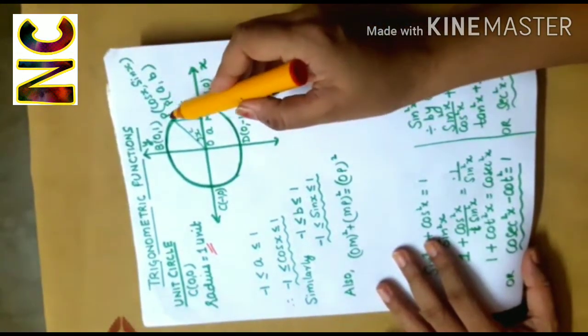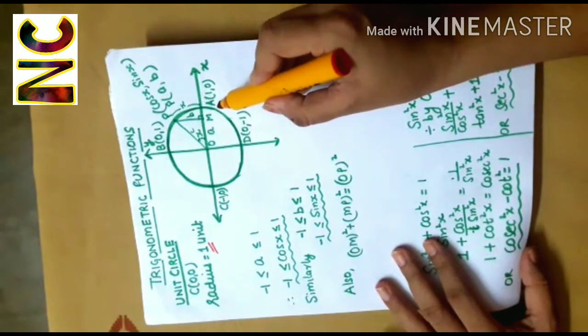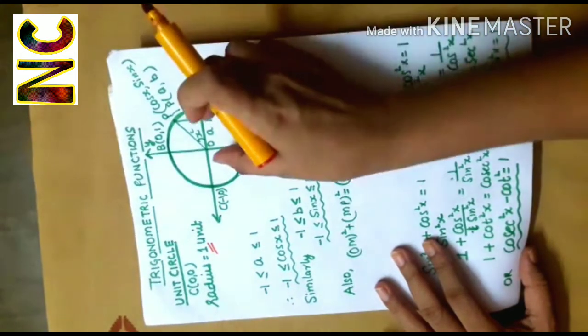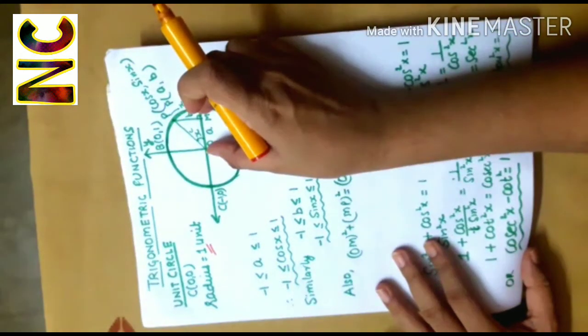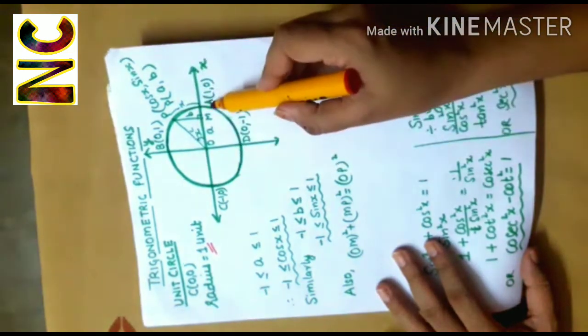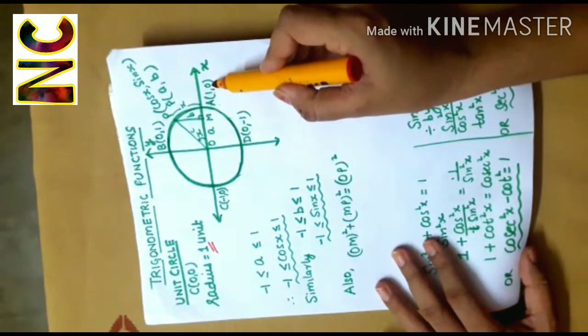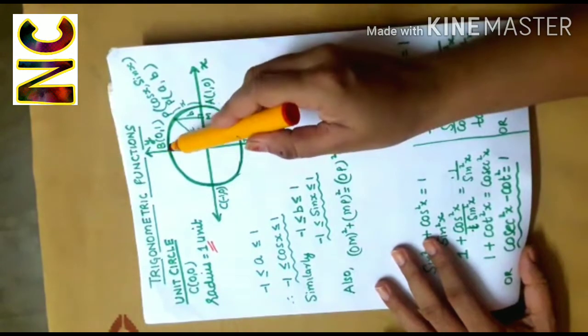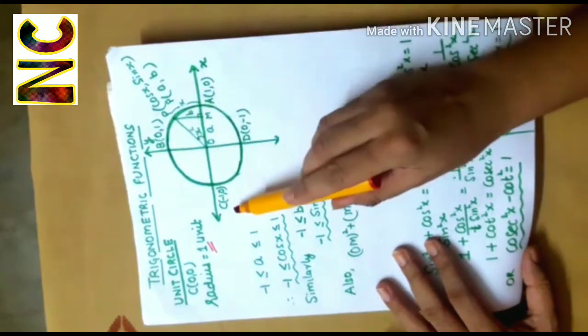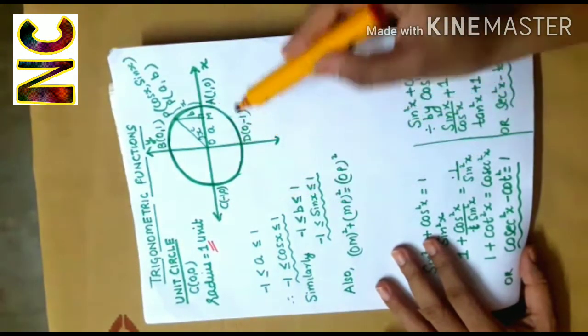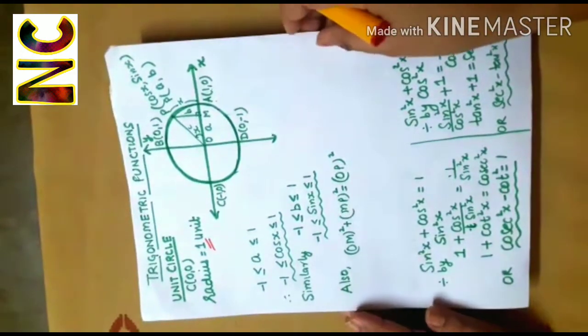Coordinates of the point A will be (1, 0), because this distance, which is the radius of the circle, is 1 unit and the point lies on the x-axis, so the y coordinate has to be 0. Similarly, B will be (0, 1), C is (-1, 0) and D is (0, -1).